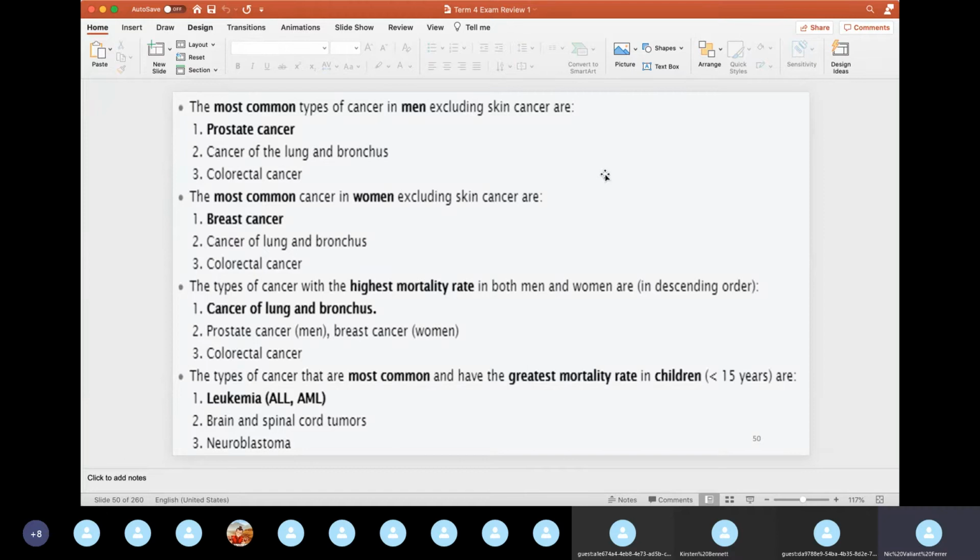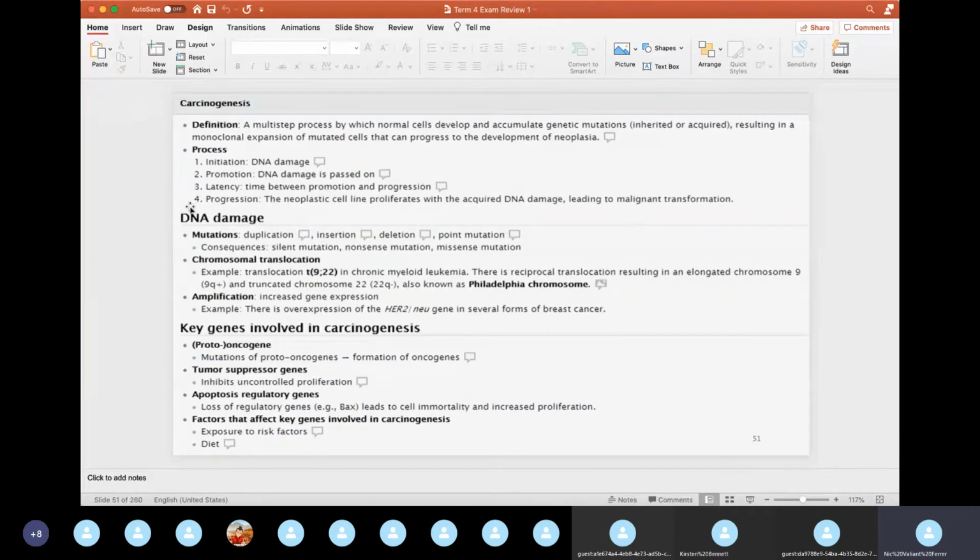Most common type of cancer in men, prostate. In women, breast cancer. However, highest mortality rate in both is lung cancer. Okay, that's high yield. Carcinogenesis is due to DNA damage, mutation, chromosomal translocation, or amplification. What are the genes involved? Oncogenes and tumor suppressors. Proto-oncogenes, what is this? Gain of function or loss of function mutation? For proto-oncogenes. Gain of function. Do we all agree that it's a gain of function mutation?